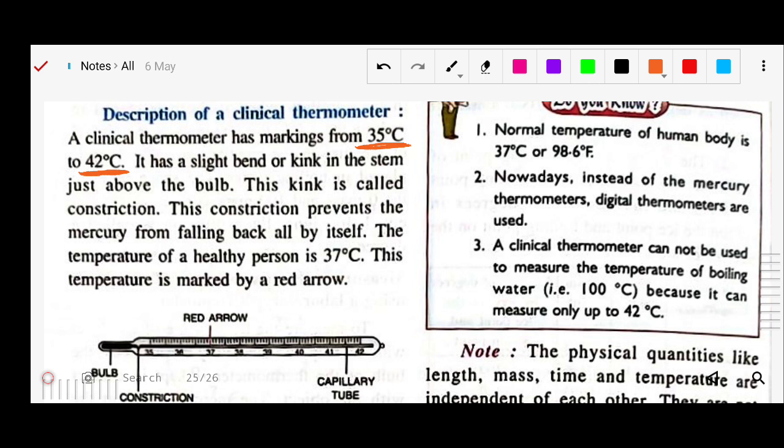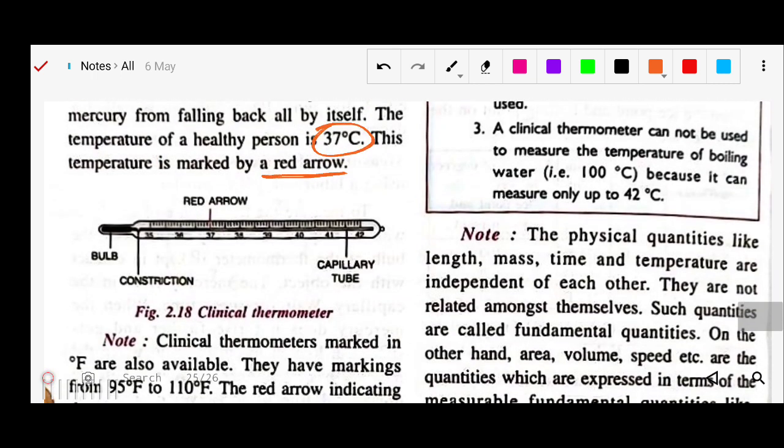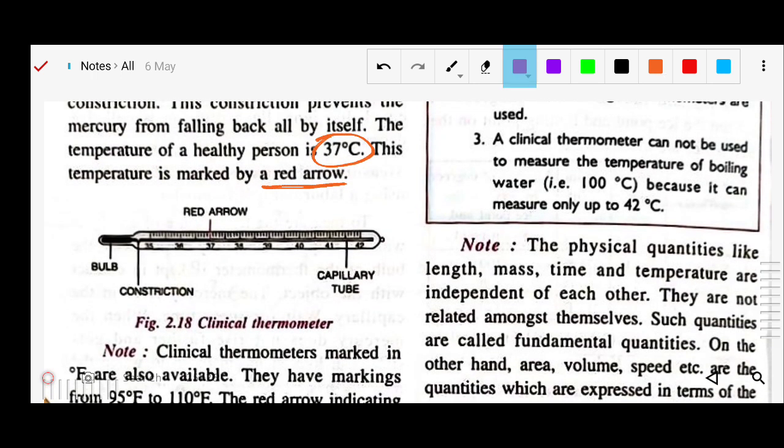The temperature of a healthy person is 37 degrees. For normal, healthy persons, what is the temperature of the body? 37. This temperature is marked by a red arrow. So you will see this thermometer, and I will explain what these terms are and what they are used for.